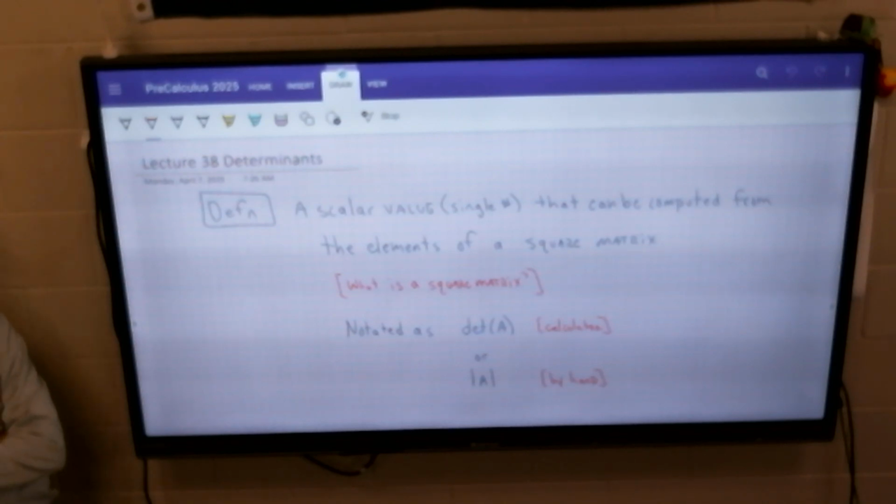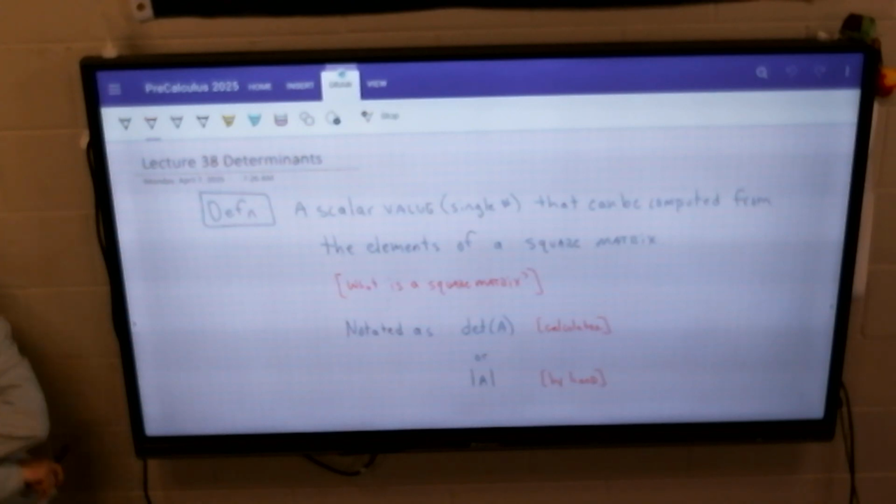I have it up here. The first part says it's a scalar value. All that means is it's going to be a single number, okay? If your matrix only has integers, then your determinant will be an integer. Integer again: -1, 0, 2, 3, -5. If your matrix has fractions, your determinant could be a fraction. If your matrix has irrationals, your determinant could be irrational. But it's a single value.